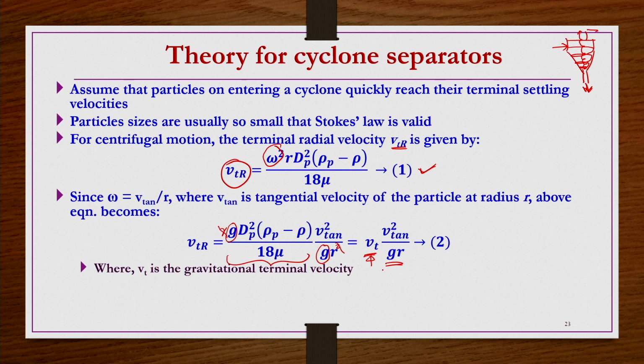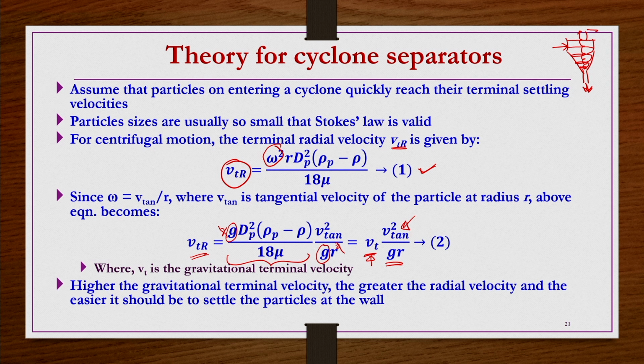Then this Vtr, that is the tangential radial velocity for that particle due to the centrifugation, is going to be much higher because Vt is increased. Because tangential velocity is anyway large, and G and R are all positive values, Vtr is going to be further larger for a higher Vt value. That is what we see now. Okay. The higher the gravitational terminal velocity Vt, the greater the radial velocity Vtr, and the easier it should be for the particles to settle at the wall.